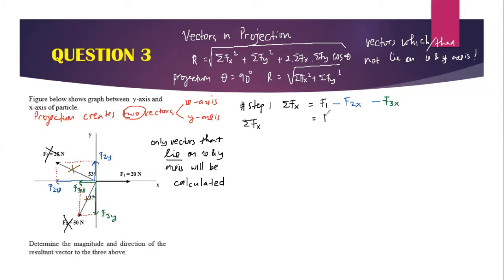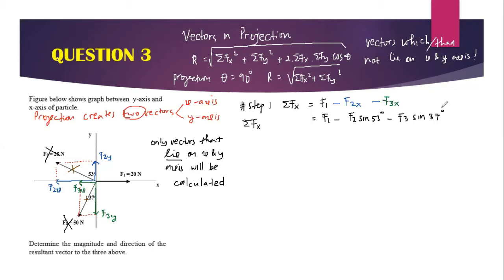Equal F1 minus F2x. So what is the definition of F2x? F2 sine 53. And then for F3x it is F3 sine 37. Is it clear, everyone? Is it clear for you?